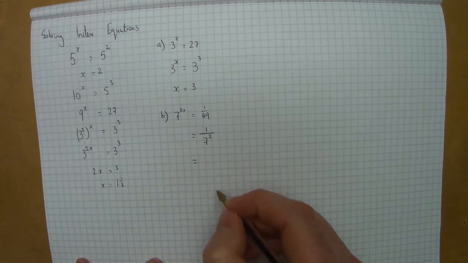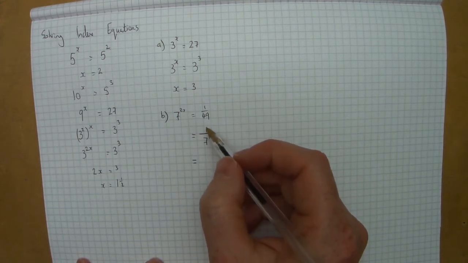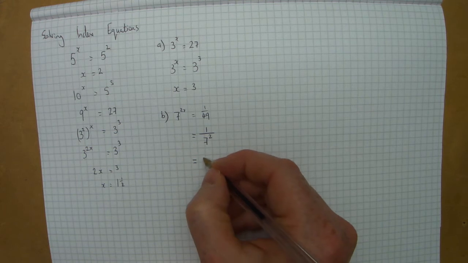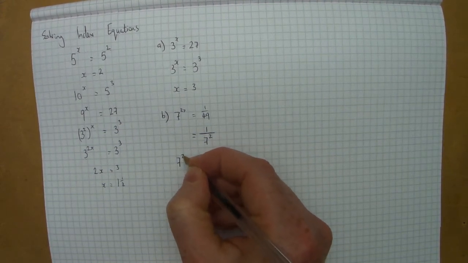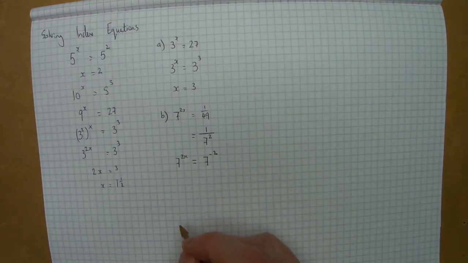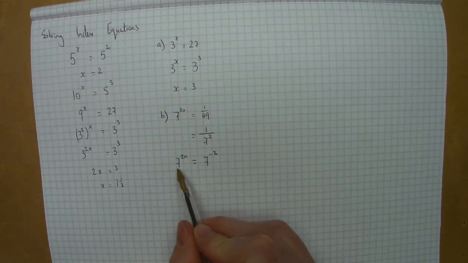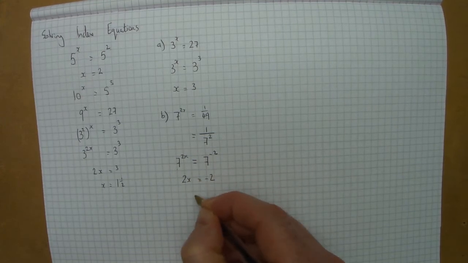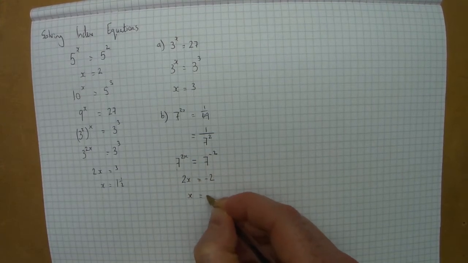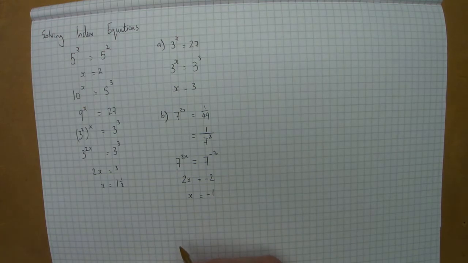But our rules for negative indices, or whenever it goes to the reciprocal, so I could write this as 7 to the minus 2. So now what I've got is 7 to the 2x is equal to 7 to the minus 2. The bases are now the same, so then the powers must be equal. So 2x must equal minus 2, so x is equal to minus 1.